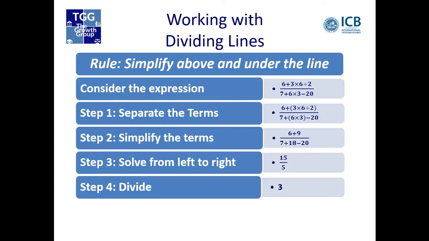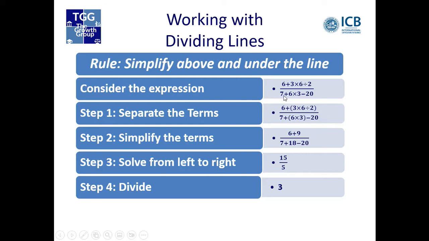So let's have a look at how we will deal with the dividing line. Firstly, we consider the expression. That's the expression, it is given. Then we separate the terms again. How do we do that? We look for plus and minus signs. There's one plus sign in the expression on top of the line, so there's really two terms, the one being 6 and the other one being 3 times 6 divided by 2.